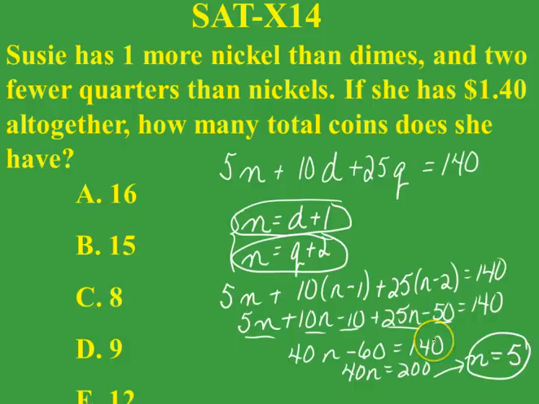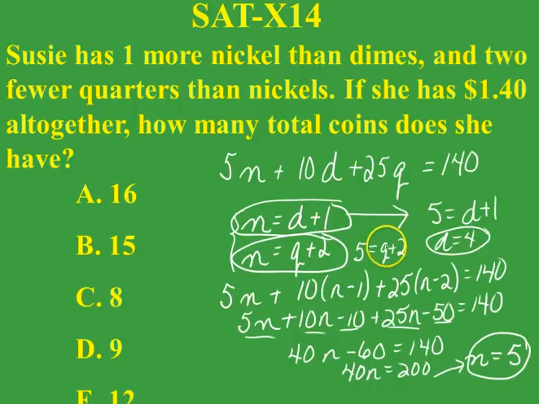Okay, so let's go back and see what the question's asking. How many total coins does she have? Well, we know the number of nickels is 5. And if we go back and look at this, 5 equals d plus 1, so d would have to be 4, so the number of dimes is 4. And then n equals q plus 2 would be 5 nickels equals the number of quarters plus 2, so the number of quarters would have to be 3, so q is 3. Now to answer the question, finally, the total number of coins would be 4 plus 3 plus 5, which is 12, choice E. And that's the end of that problem.